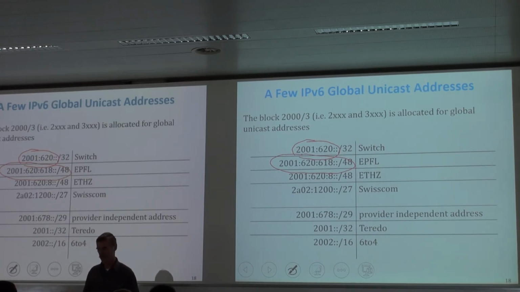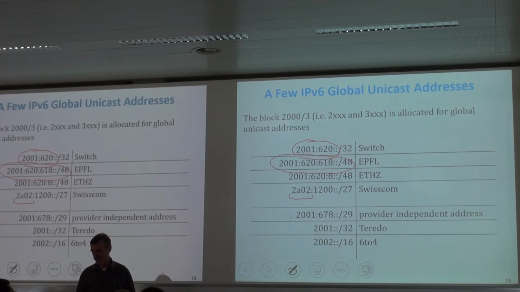But with IPv6, it's possible. With IPv4, it's very difficult, and nobody wants to do it today. So other addresses, as you see, Swisscom has nothing to do with EPFL, because it's a completely independent provider.